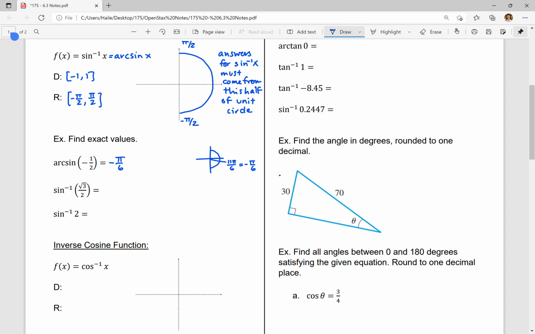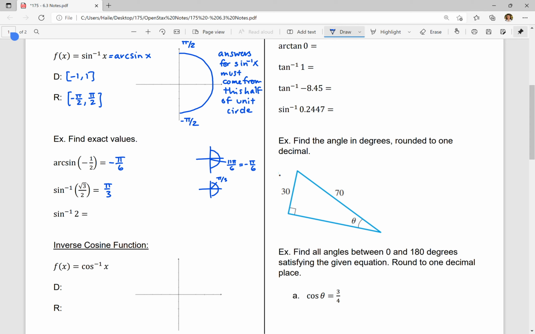In the next example, we have sine inverse of the square root of 3/2. Once again, if I think about where my answers can come from, this one has to be in the first quadrant because it's positive. All the positive signs must be in the first quadrant. So now we ask ourselves, which angle has a sine of the square root of 3/2? If you think back to the unit circle, you might think, oh, π/3. So the sine inverse of root 3/2 is just going to be π/3.